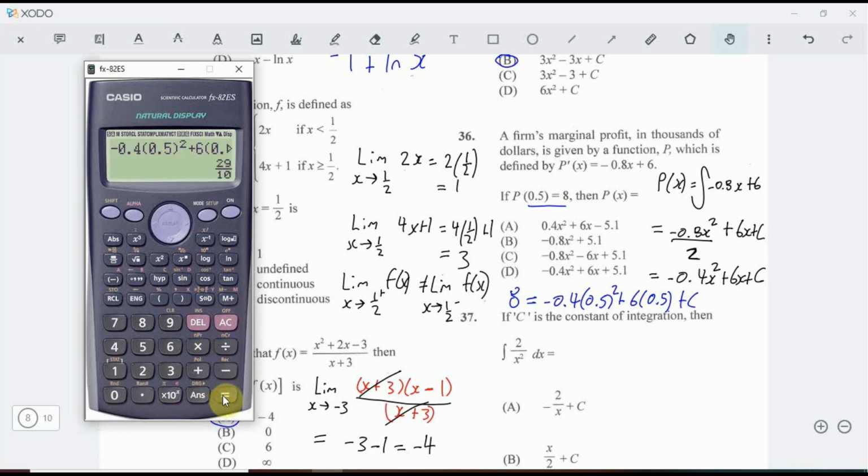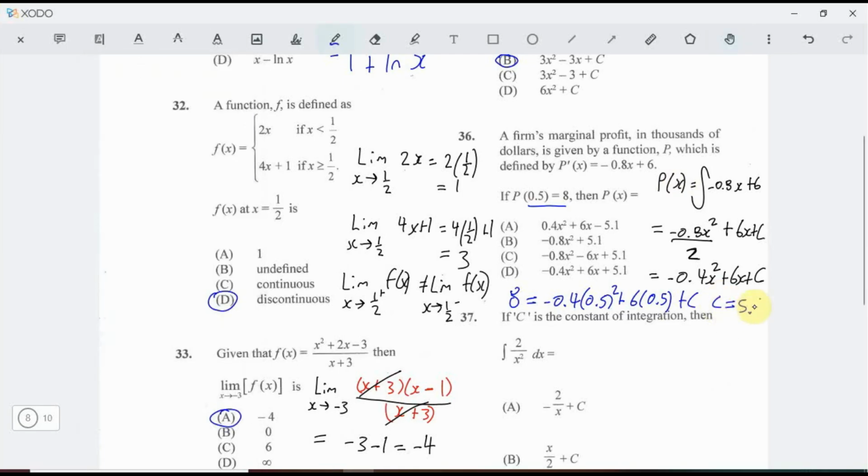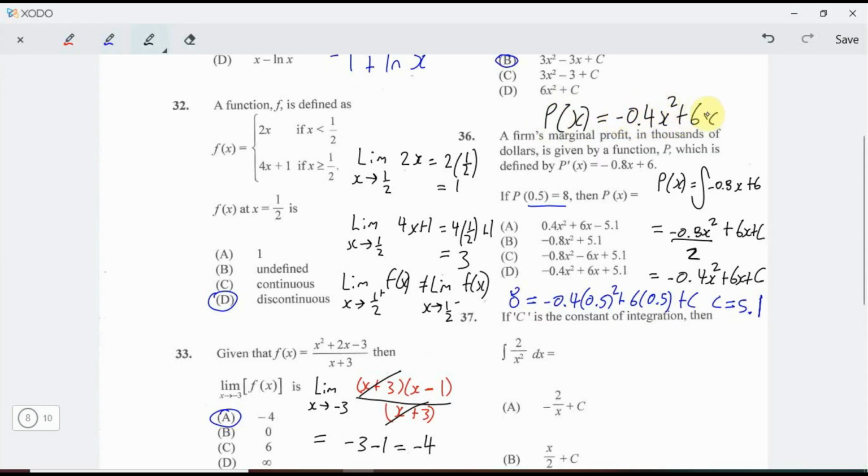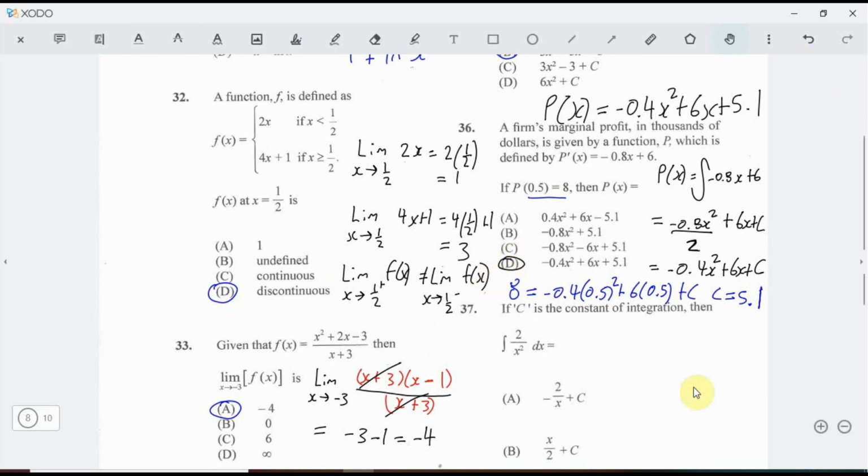That works out to be 2.9. Then I bring it over to the other side. So 8 minus 2.9 is 5.1. So that is c. So c equals 5.1. Once you get c equals 5.1, then now you can write down your p of x. And your p of x is now negative 0.4x squared plus 6x plus the 5.1. That is option D. Nice. That's it.